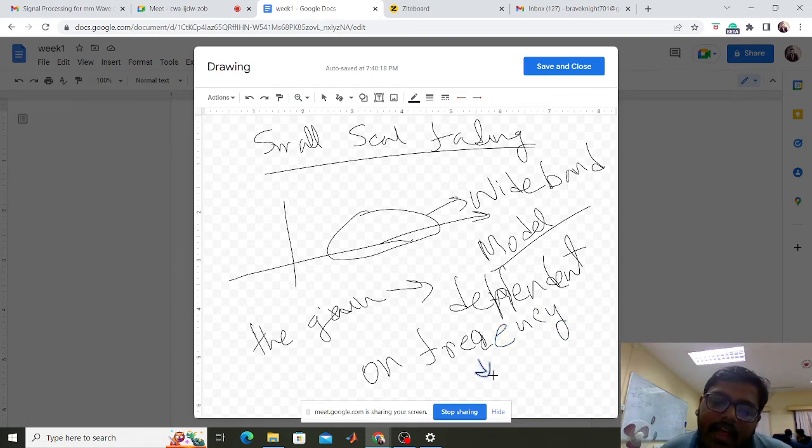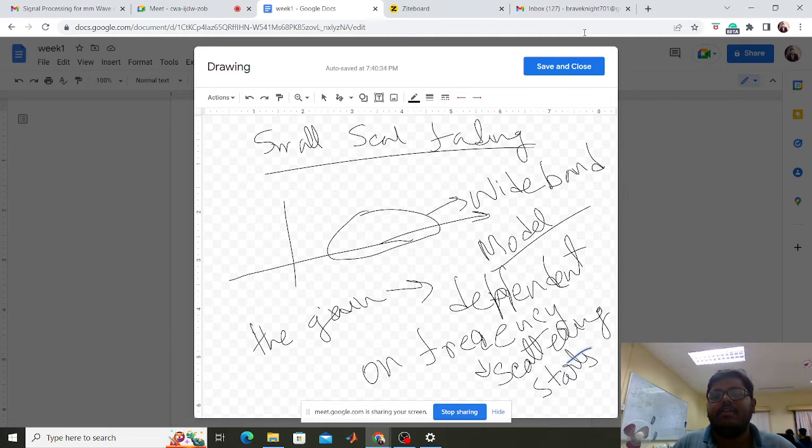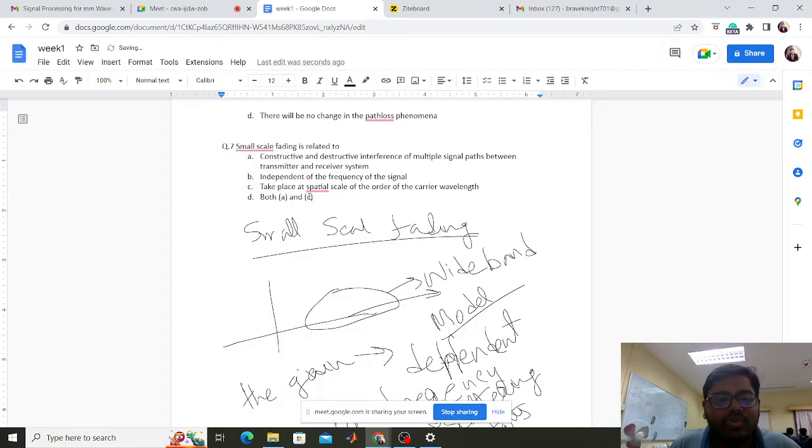And as I discussed earlier, this scattering event starts, so this cannot be independent of the frequency of the signal. But option A is constructive and destructive interference of multiple signal paths between transmitter and receiver system. That means there are a lot of reflectors in the environment and they are adding up, that makes constructive and destructive interference, right? There are reflectors in the environment, and they will create the multipath effect here.